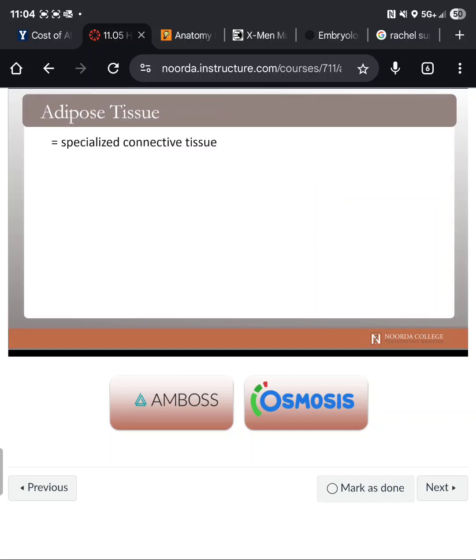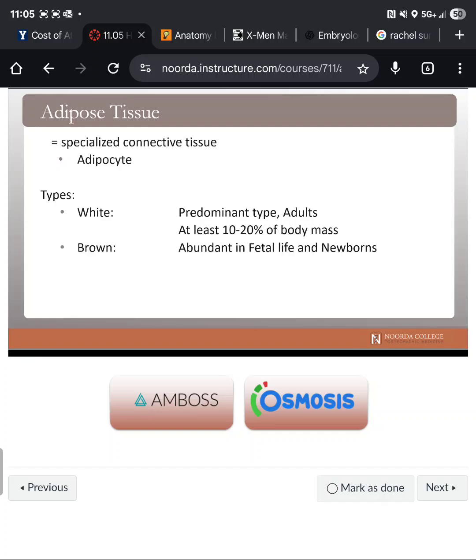Adipose tissue is a specialized connective tissue. The key cell is called the adipocyte, which is a mature fat cell. There are two types. You have your white adipose tissue, which is seen predominantly in adults, comprising 10 to 20% of body mass, whereas brown adipose tissue is seen more in fetal and newborn ages, 5% of total body mass. They can be seen in adults, more commonly in young adults compared to older adults, and these fat tissues have high amounts of mitochondria and capillaries.